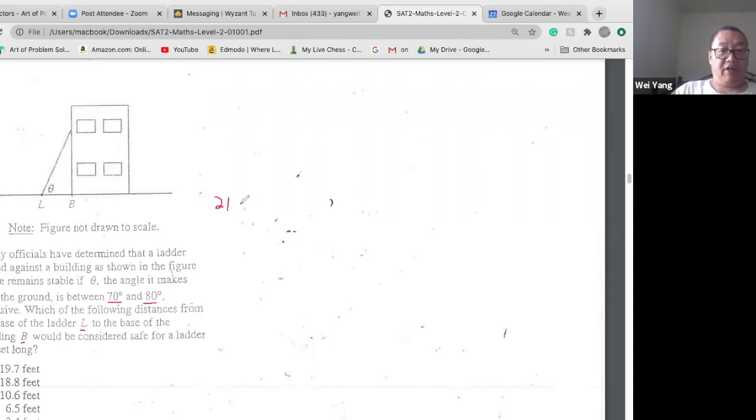21 feet long times cosine 70 degrees, and another times cosine 80 degrees. Now let's calculate this. Then we can say 21 times cosine 70 degrees. This one.